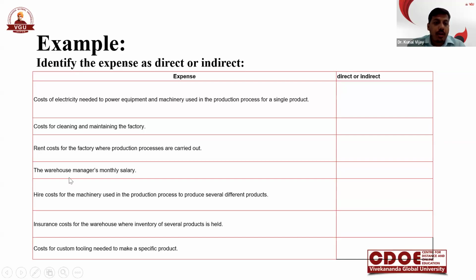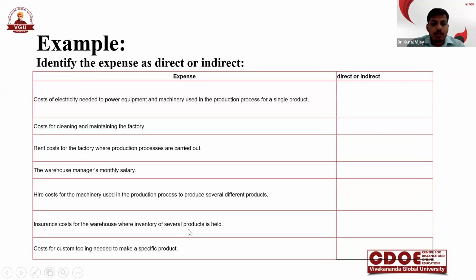Next one is the warehouse manager's monthly salary. Okay, so the warehouse manager does not get involved in the manufacturing, so it will be known as an indirect expense. Then the hire cost for the machinery used in the production process to produce several different products. So there are several different products, so we cannot distribute our cost to a particular product, because it is for the entire product. So it is known as indirect.